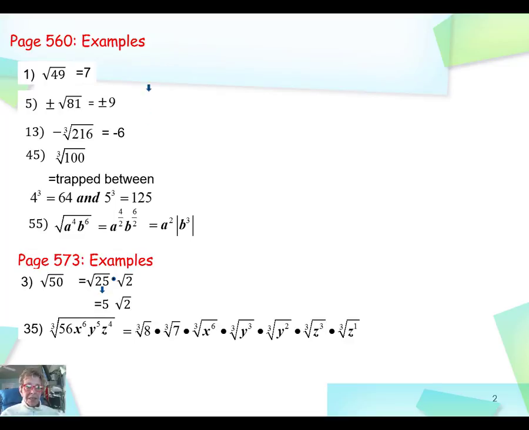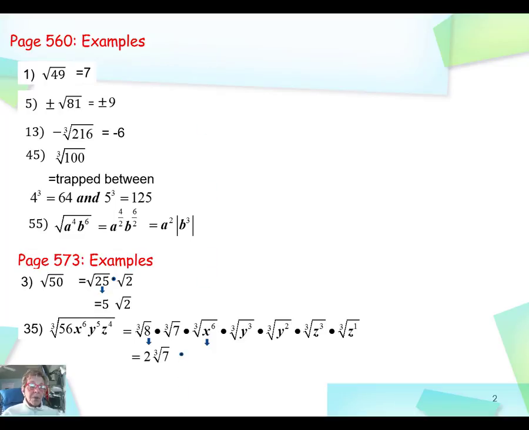I know that 56 is 8 times 7, and 8 is a perfect cube. So I broke that into the cubed root of 8 times the cubed root of 7, and x to the 6th is a perfect cube. Y to the 5th is not, so I broke that down into y to the 3rd and y to the 2nd. And z to the 4th is not a perfect cube, so I broke that down into z to the 3rd power times z to the 1st.